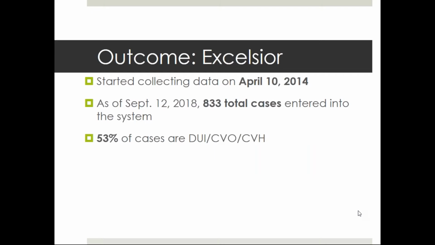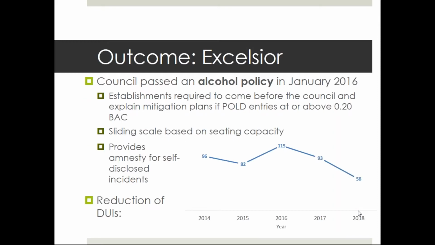I also will just do a brief example of another city called Excelsior here in Minnesota. They began collecting data in 2014. They're an example of a city that has a significant issue around DUI, driving under the influence, criminal vehicular operation, and criminal vehicular homicide. In January 2016, their city council passed a new alcohol policy, and they created a sliding scale based on seating capacity, so there can be a comparison for larger establishments compared to smaller establishments and the number of polled entries that they are allowed to have within each quarter.